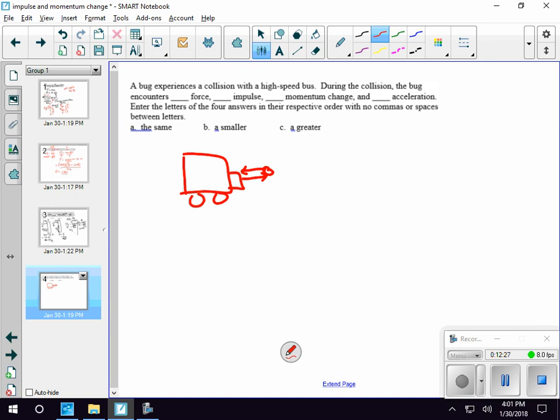If they are hitting each other, we have to consider Newton's third law. For every action, you can finish it for me, right? I can almost hear you in my head. For every action, there is an equal and opposite reaction. So the bus and the bug hit each other with the same force. You say, what? That doesn't make any sense, because the bus is so much bigger. I know, but we'll get to that. The forces are identical, okay? So that's the same force, right?